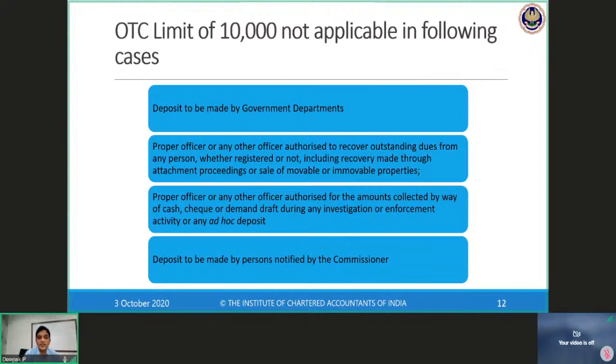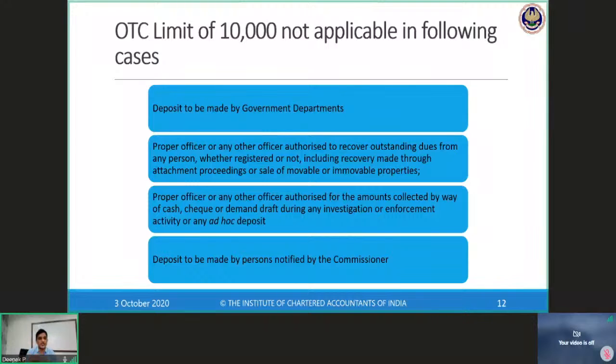Then a proper officer or any other officer who is authorized to recover outstanding dues from any person, whether registered or not registered. An unregistered person, if they have to collect something through recovery modes, they go attach the property, they sell some assets of the taxpayer, or it could be a taxable person who is not registered. For him, if they have found out that he has to pay taxes, they will do recovery proceedings and recover the taxes from him.